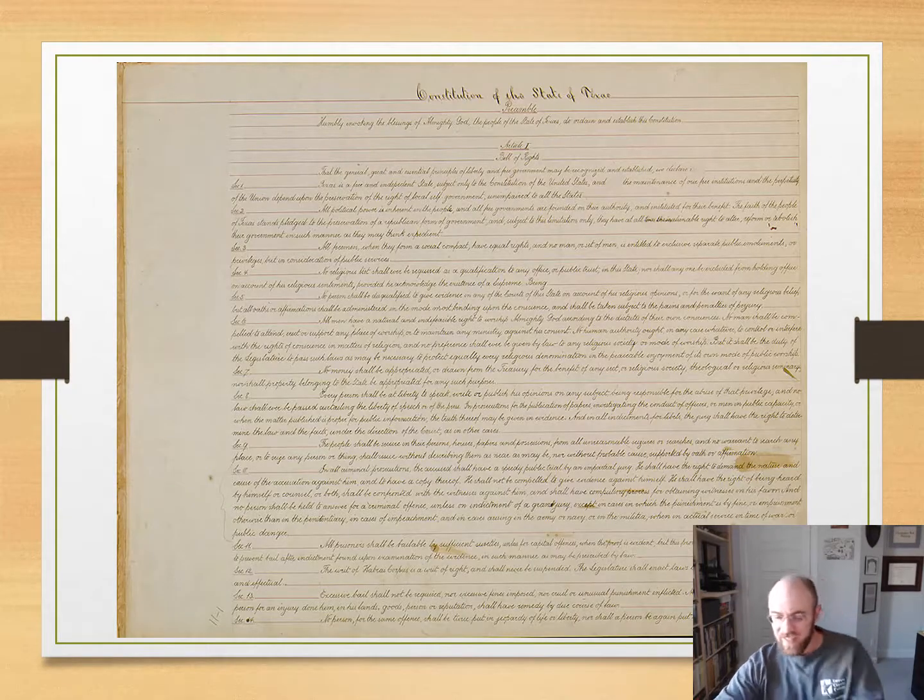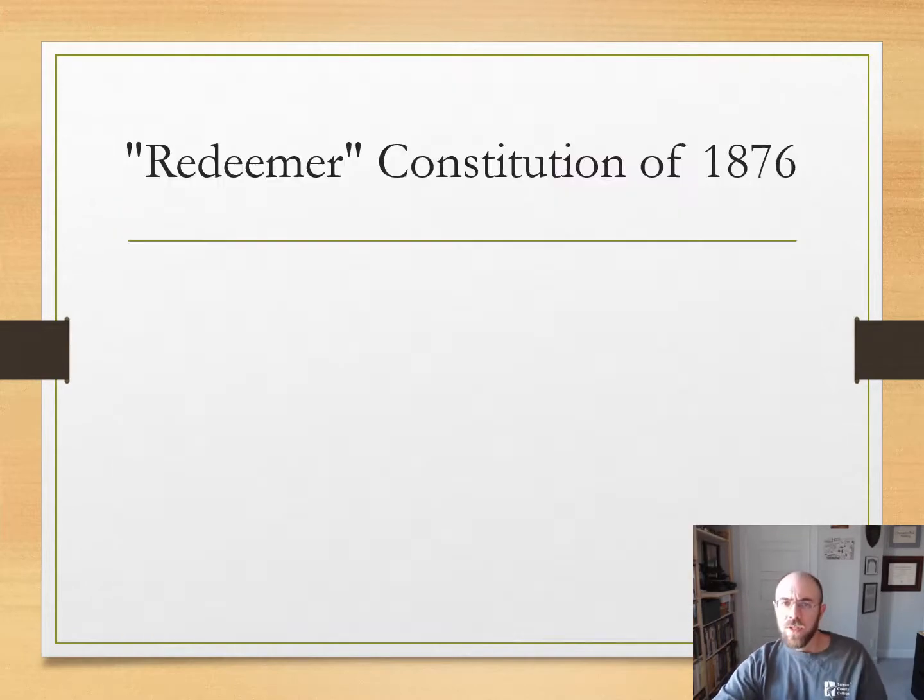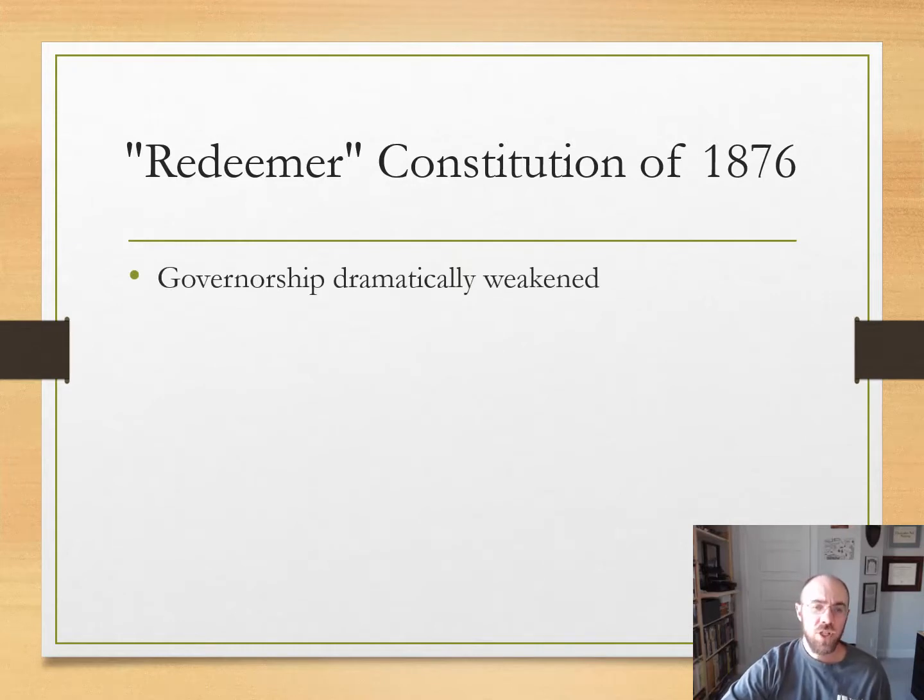The Texas state constitution gets rewritten once the Democrats take over again. So this is going to look very, very different. So this new Redeemer Constitution of Texas, the governorship is dramatically weakened because the governor had been powerful to the Republicans and had done a lot of stuff. They wanted to strip the power away from the governor.